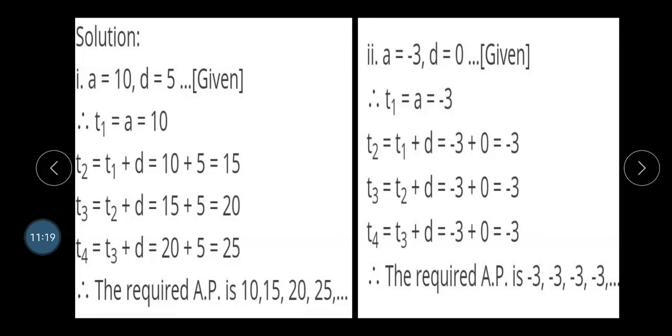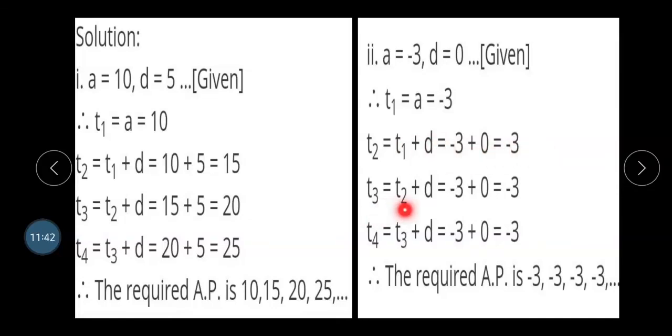Next question. A, that is the first term, equals minus 3. The difference between them is 0, which is given. T1, that is the first term, A equals minus 3. T2, the second term, we will get by taking the first term and adding the difference, that is minus 3 plus 0 equals minus 3.